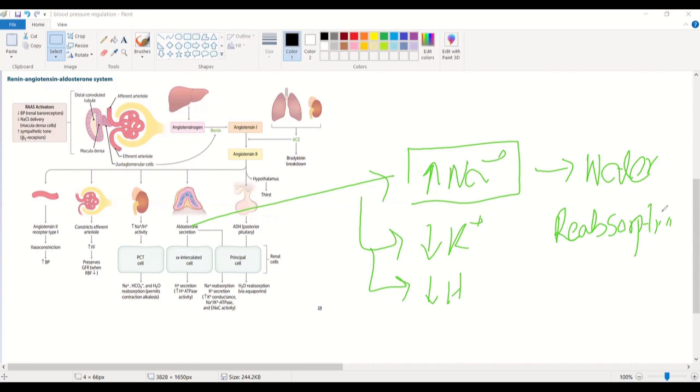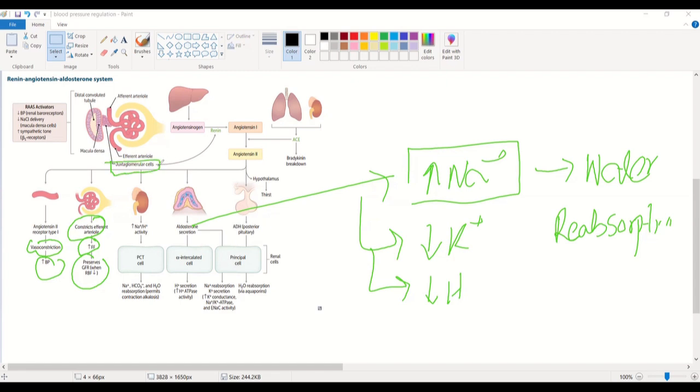Okay. It will also directly act on the efferent arteriole. It will constrict the efferent arteriole, increase filtration fraction, and preserve GFR. Right? It also leads to vasoconstriction directly, so it increases blood pressure. Right? JG cells have which receptor?